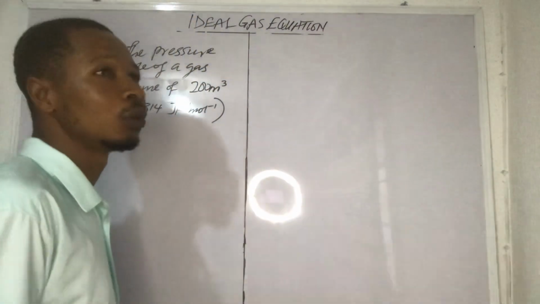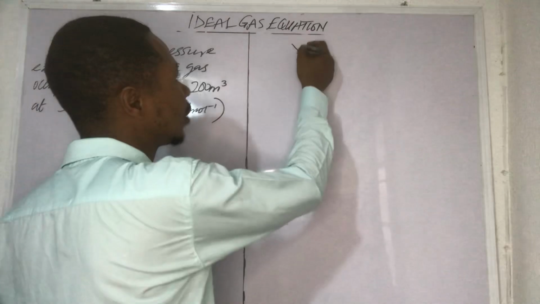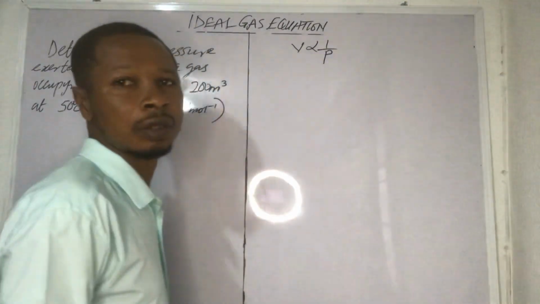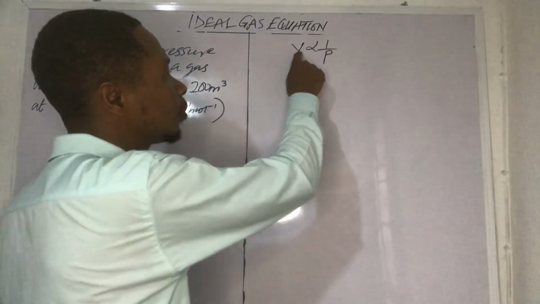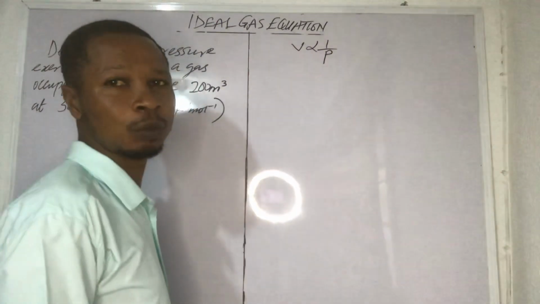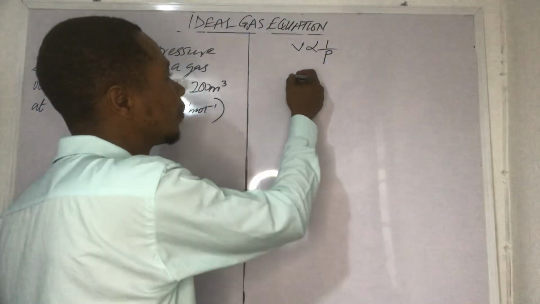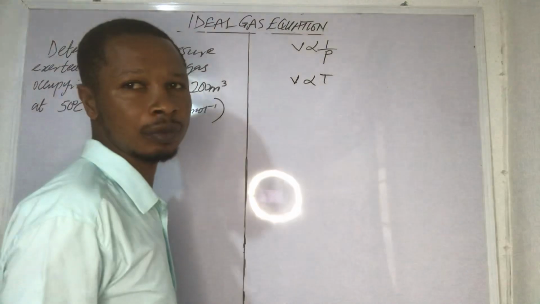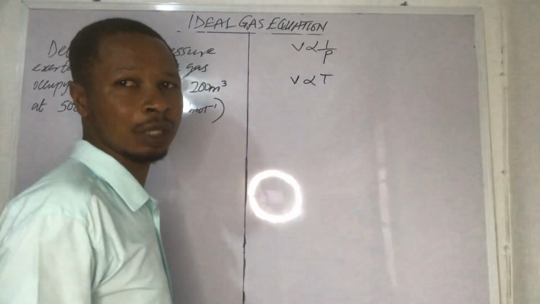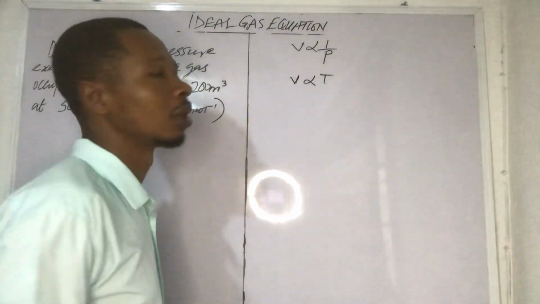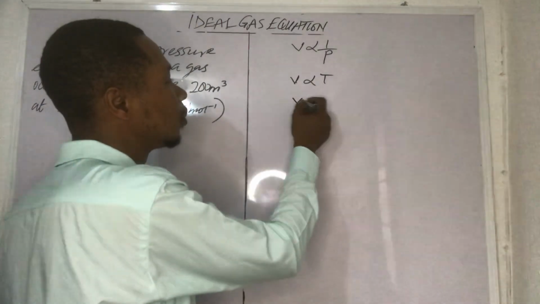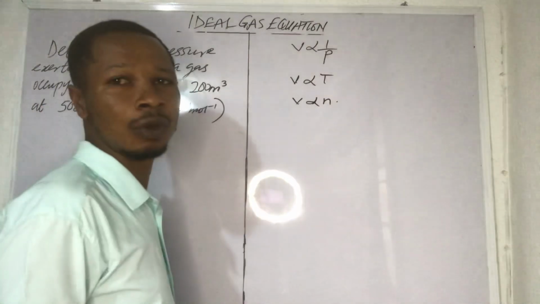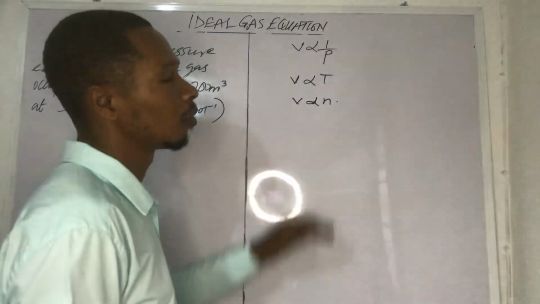You recall that Boyle's law says that volume is inversely proportional to pressure. While Charles' law says that volume is directly proportional to absolute temperature. And Avogadro's law says that volume is directly proportional to number of moles.